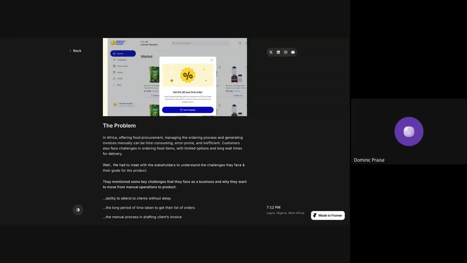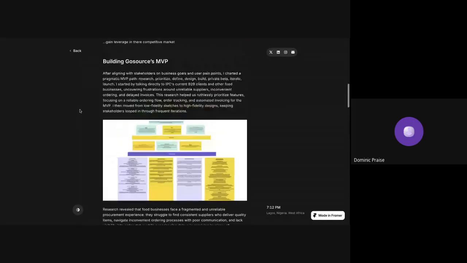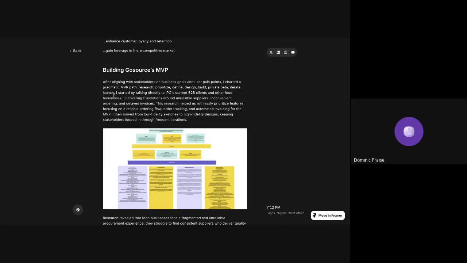what they are designing. So back to this case study, the person said, after aligning with stakeholders on business goals and pain points, I charted a pragmatic MVP path: research, prioritize, define, design, build, and all of that.